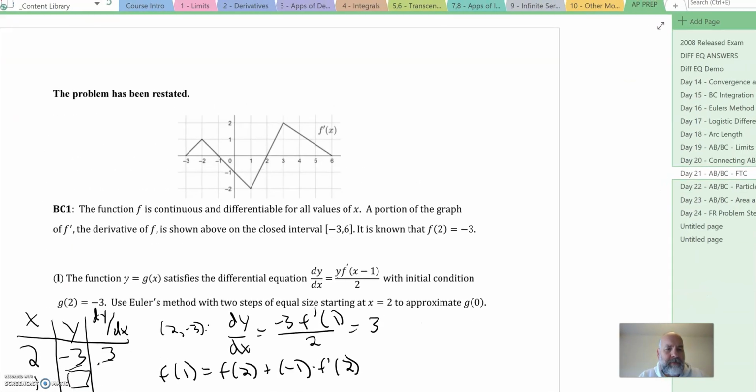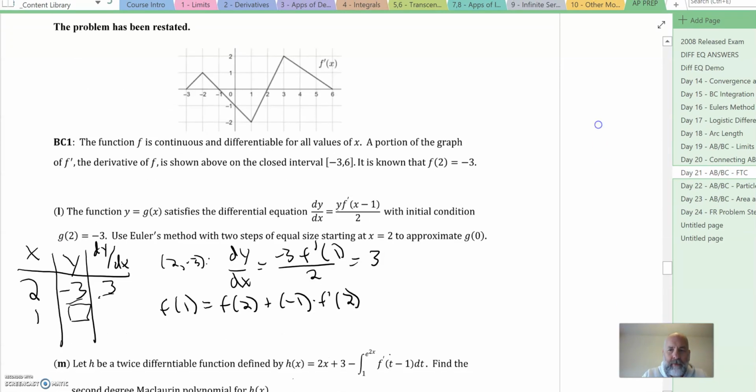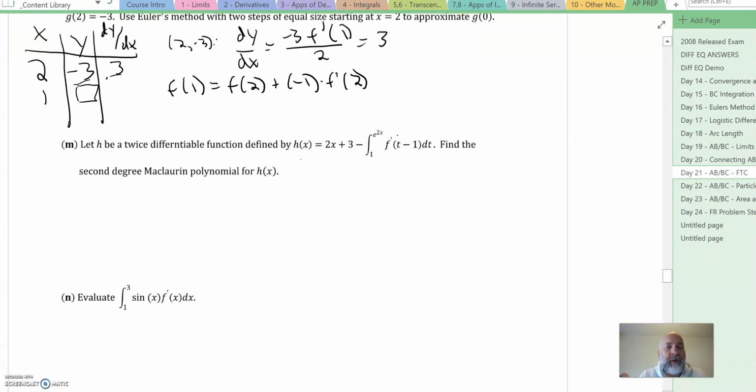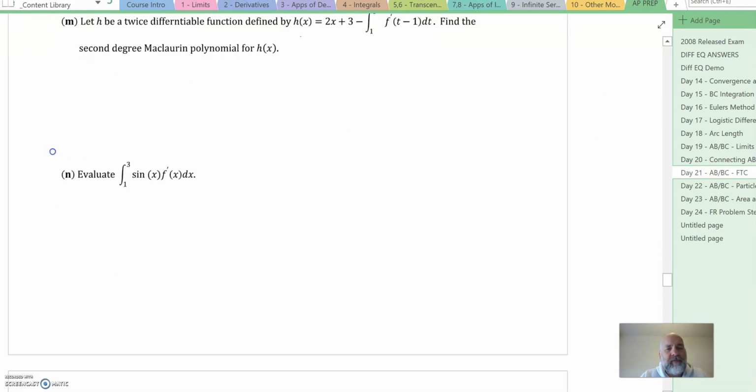Sorry, I didn't mean to move my screen there. There we go. Okay. Next one, the Maclaurin one, I think I kind of talked about. If I have time, I'll come back to it to write some stuff down.